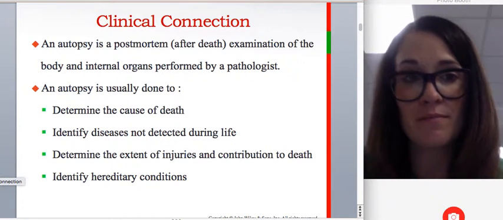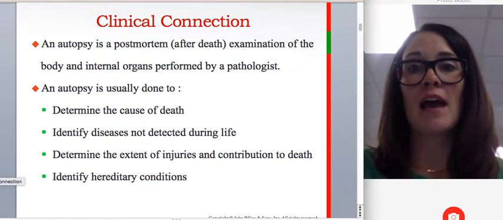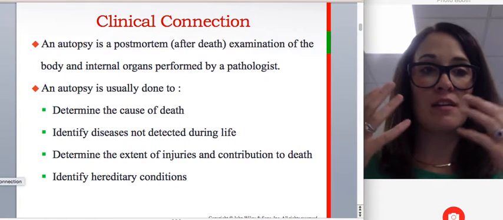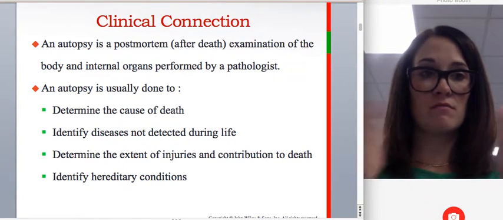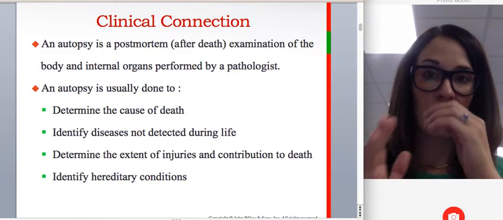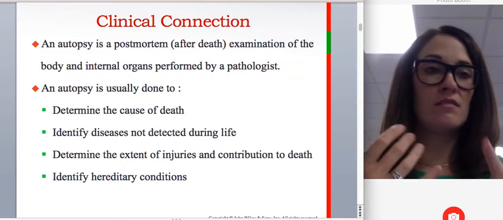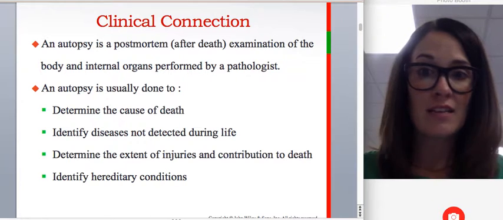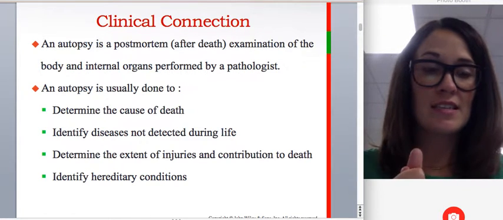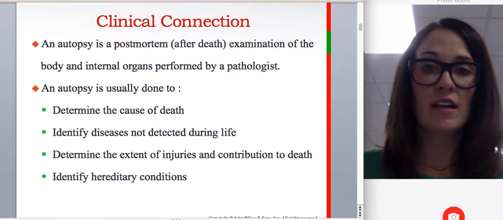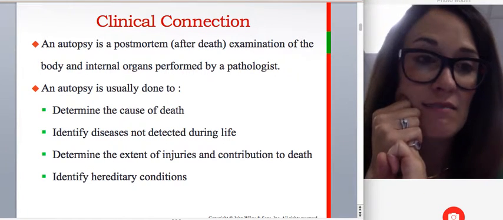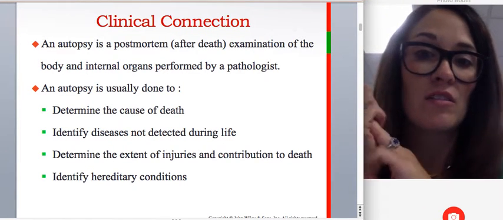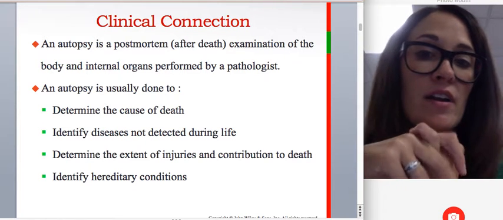An autopsy, you've probably heard of autopsies before. After death, somebody can get an autopsy where the pathologist looks at the body, internal and out. It's sometimes done to determine the cause of death or detect diseases that aren't diagnosed during lifetime, the extent of injuries, maybe how they died, did that essentially lead to their death, or identify hereditary conditions.